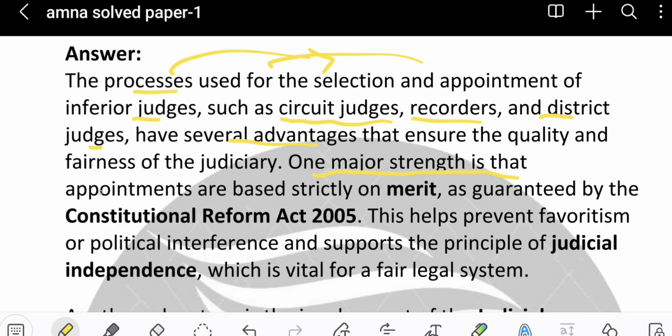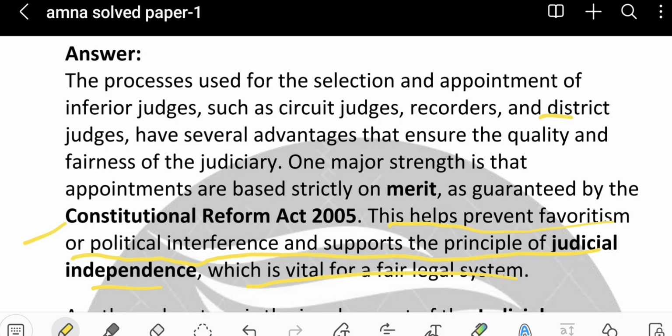One major strength is that appointments are based strictly on merit as guaranteed by the Constitutional Reform Act 2003. So basically, the Constitutional Reform Act 2003 made rules that all the judges that are going to be appointed will be appointed on merit, and this is strictly added in this act. This helps prevent favoritism or political interference and supports the principle of judicial independence, which is vital for a fair legal system.